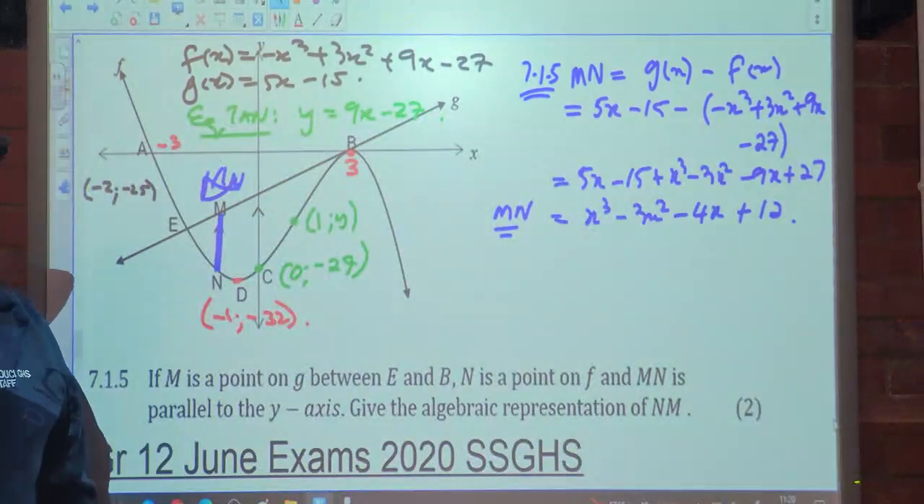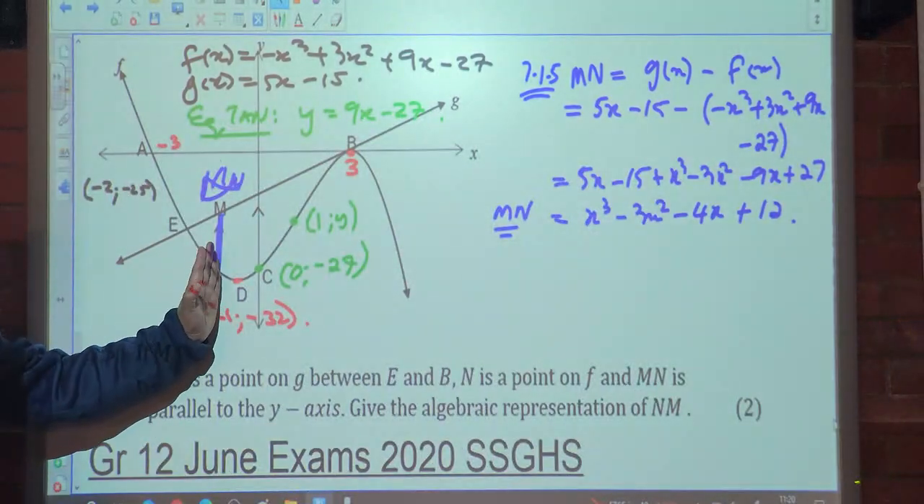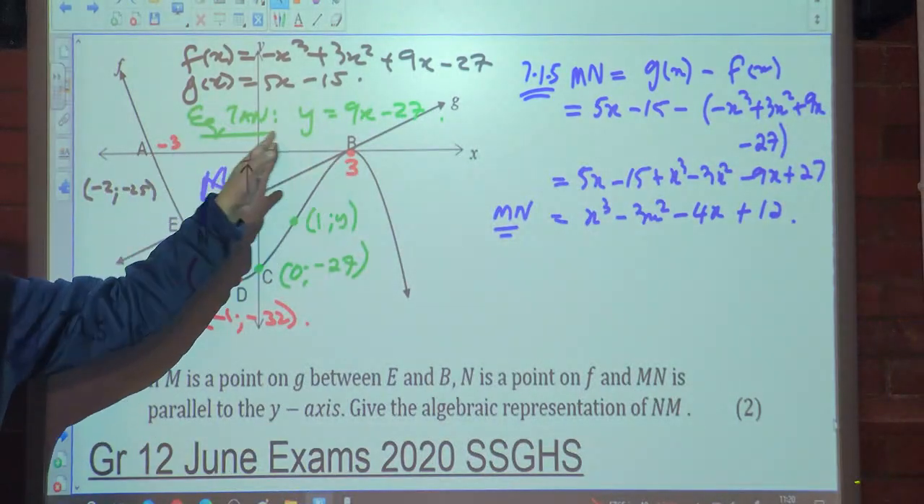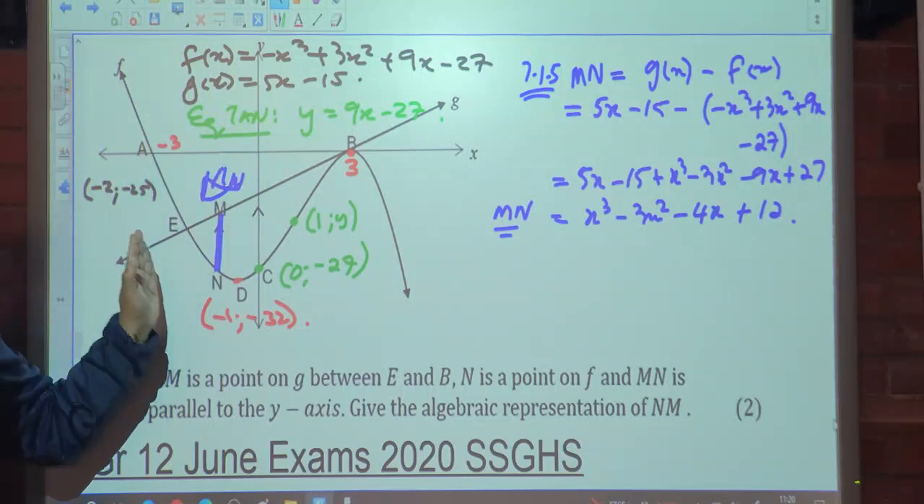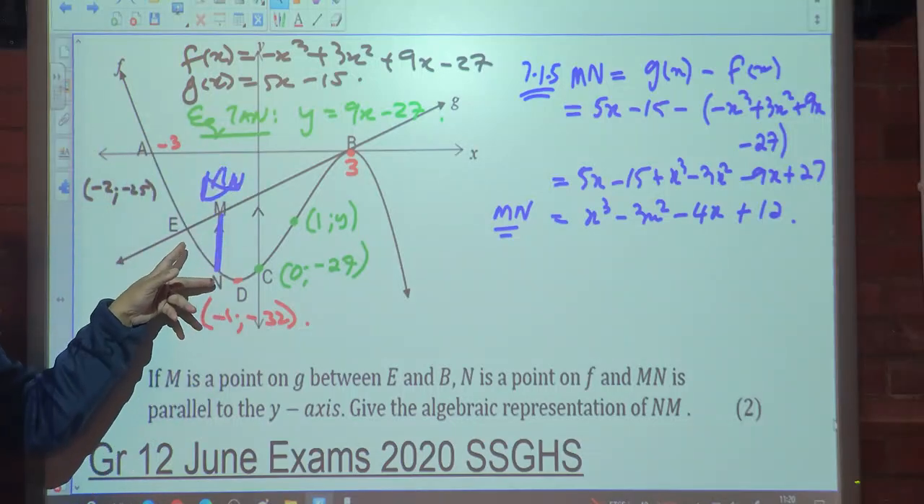If they ask you for the length of MN, then they would have to give you a value between -3 and 0. Any value between that. Then you substitute the x value in, and you get that length out.